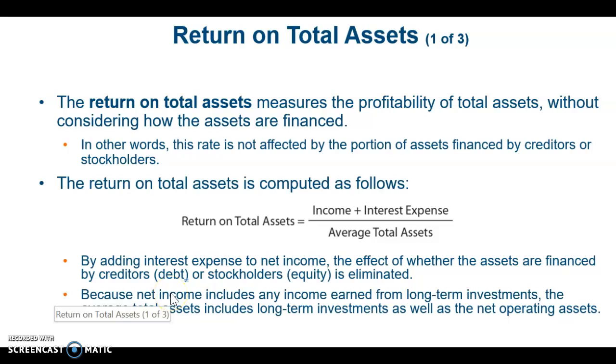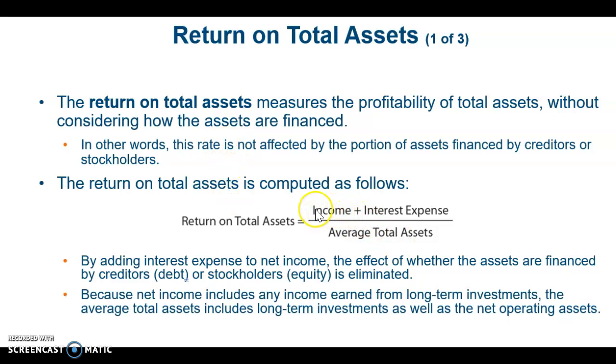So the next one is the return on total assets. So it measures how profitable total assets are without considering how the assets are being financed. This rate is not affected by the portion of assets financed by creditors or stockholders. We don't care how it's financed. We just want the return on it. How well are we doing with the assets that we have?